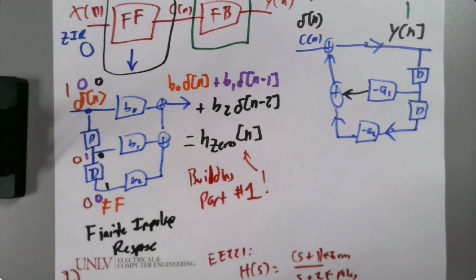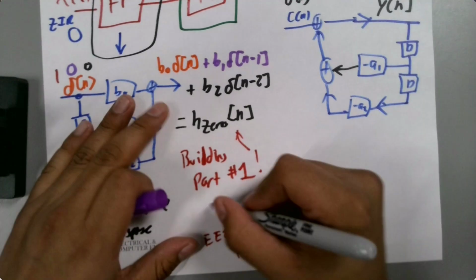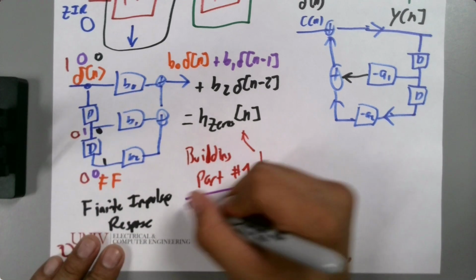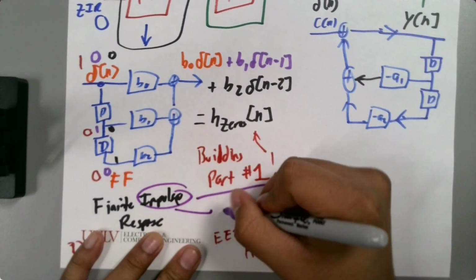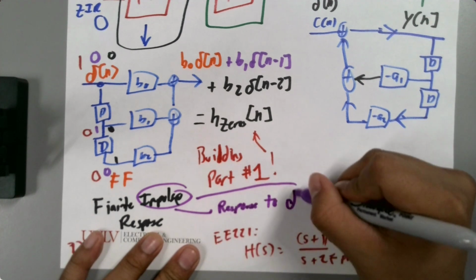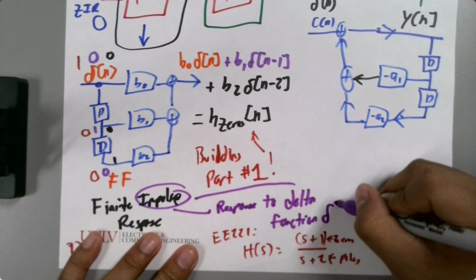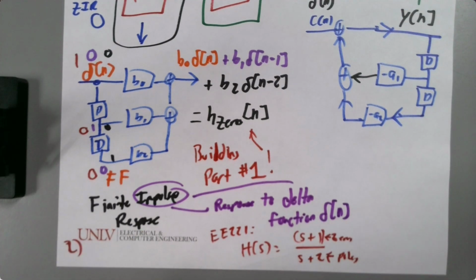The definition of the impulse response is, where do I want to write this? I'll just put it right here. Impulse response is the response to a delta function. Okay? And you know what the delta function is, the Kronecker delta. It's just a 1 at time n equal to 0. But the Dirac delta is infinity with a really small width, but I'll talk about that later.